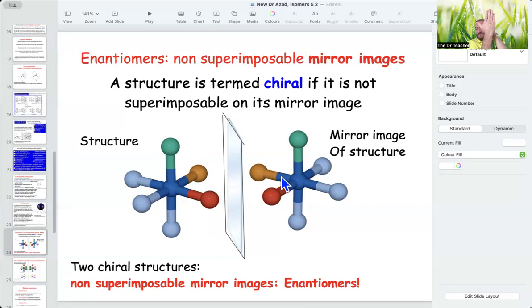Superimposed means all molecules and atom positions will be the same. As you see here, you can put this one on this one. You can see this atom will be to the left and the similar atom to the right. So it's a mirror image, a chiral structure, but not a superimposed mirror image. If they are not superimposed, it means they are enantiomers.